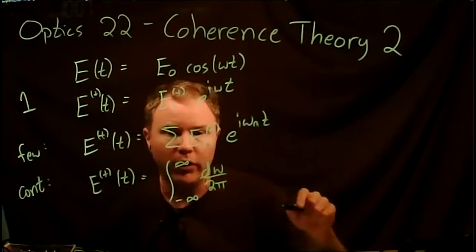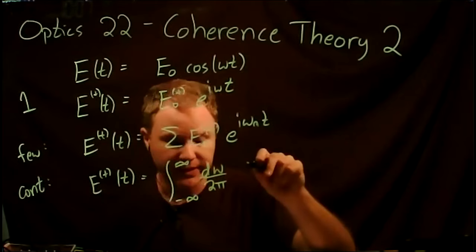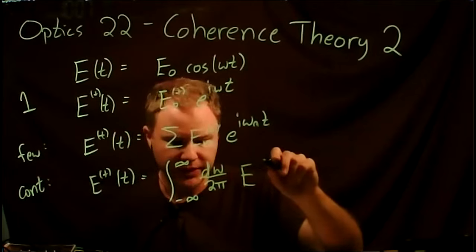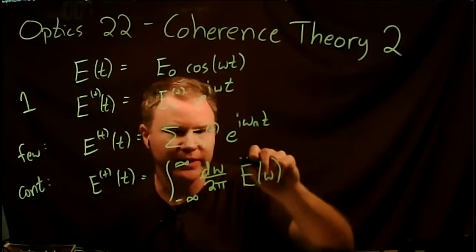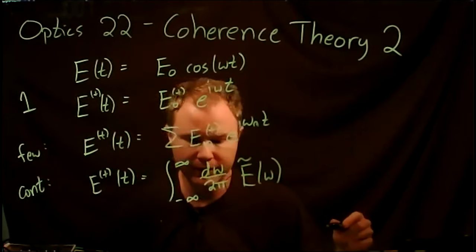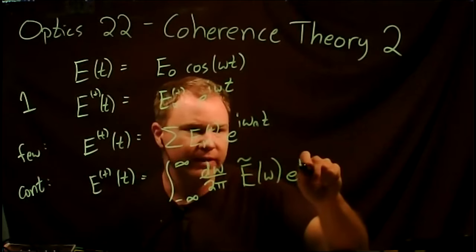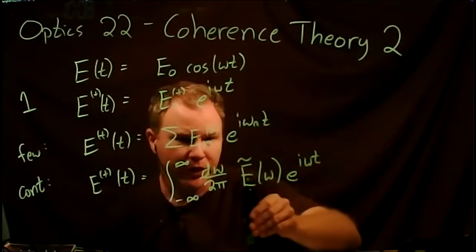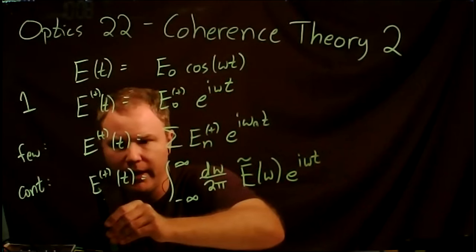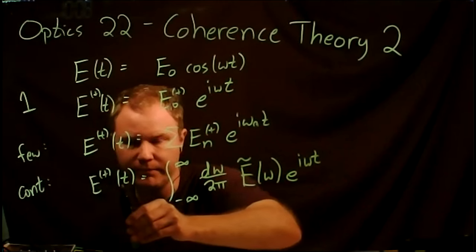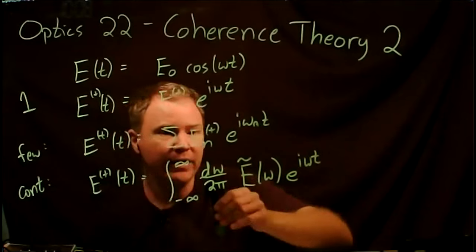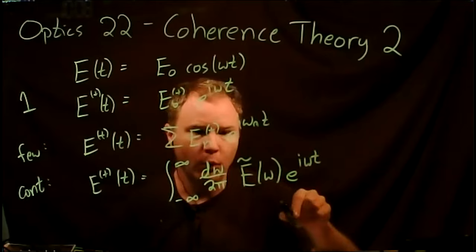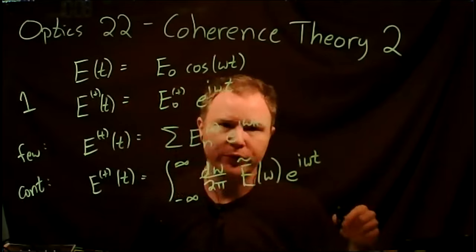So this is just an integral over all the angular frequencies of a continuous version of these discrete amplitudes, E of omega. And usually we distinguish E of t from E of omega with a little tilde, times e to the i omega t. So this is the spectrum, and we make up a wave in time by adding together Fourier components, complex exponentials, weighted by some amplitude.